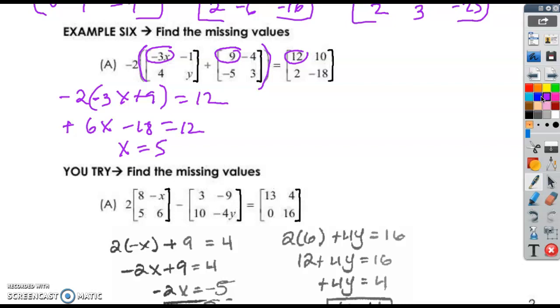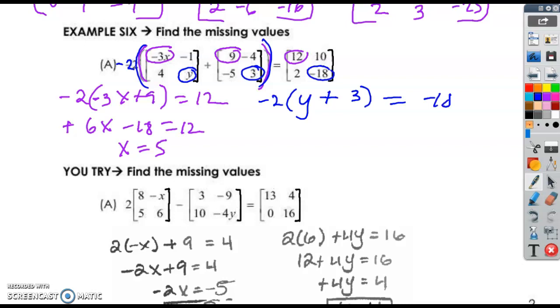All right, let's go to a different color and do the y's. The location of y is right here. And we've got to also deal with this negative 2. All right, so we've got negative 2. It has to be multiplied by y and the 3, and it's got to be equal to negative 18. So I'm getting negative 2y minus 6 equals negative 18. I'm getting y is 6.